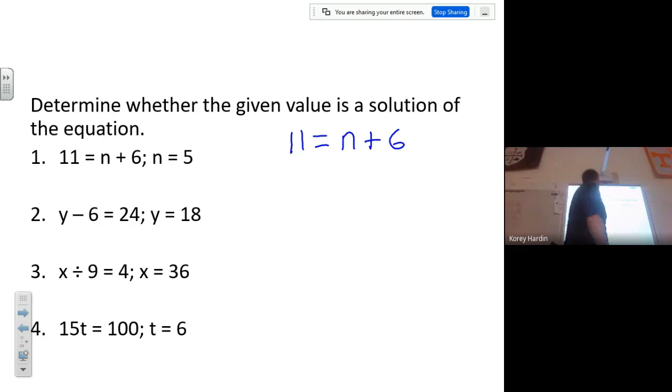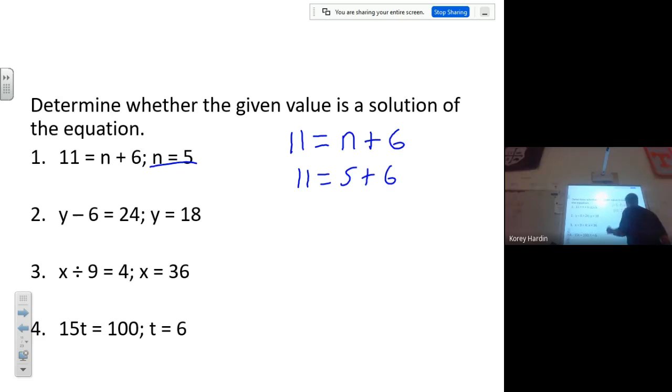I'm still just gonna plug in n equals 5 for n. So I've got 11 equals 5 plus 6. And when I add that, 5 plus 6 is going to equal 11. So 11 equals 11. Attaboy, Johnny, you're right. So yes, that is a solution.